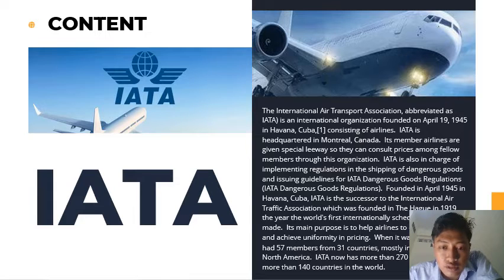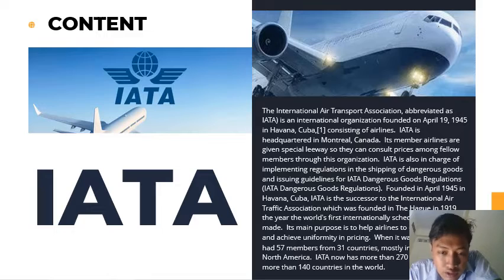IATA is also charged with implementing regulation in the shipping of dangerous goods and using guidelines for the IATA Dangerous Goods Regulations. IATA is the successor of the International Air Traffic Association, which was founded in The Hague in 1919, the year the world's first international scale flights were made. It is meant to help airlines compete legally and achieve uniformity in pricing.